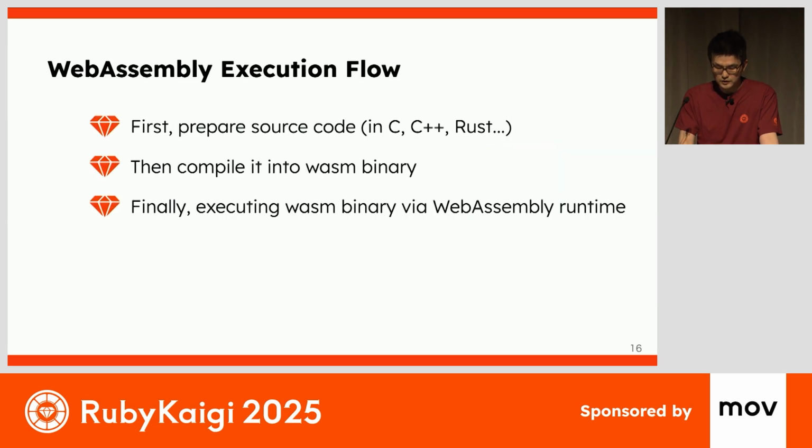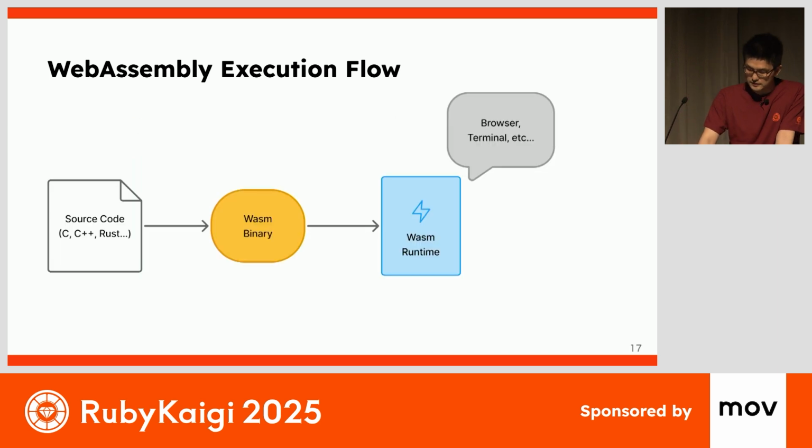Okay, here's the flow of how a WASM program works. First, prepare source code such as C or Rust, then compile it into a WASM binary. Finally, execute the WASM binary via a WebAssembly runtime. Browsers have built-in runtimes, and there are standalone ones for the terminal, like Wasmtime or WasmEdge.